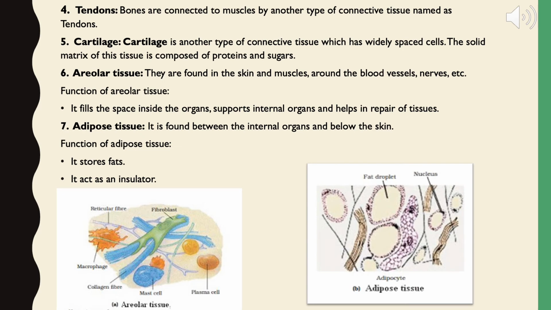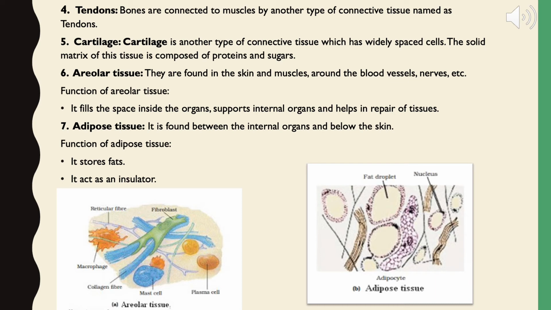Now the fourth tissue is tendon. Tendon connects bone with muscles, and it is very strong but has limited flexibility. Then comes cartilage. Cartilage is also a type of connective tissue which has widely spaced cells. The solid matrix of this tissue is composed of proteins and sugar.